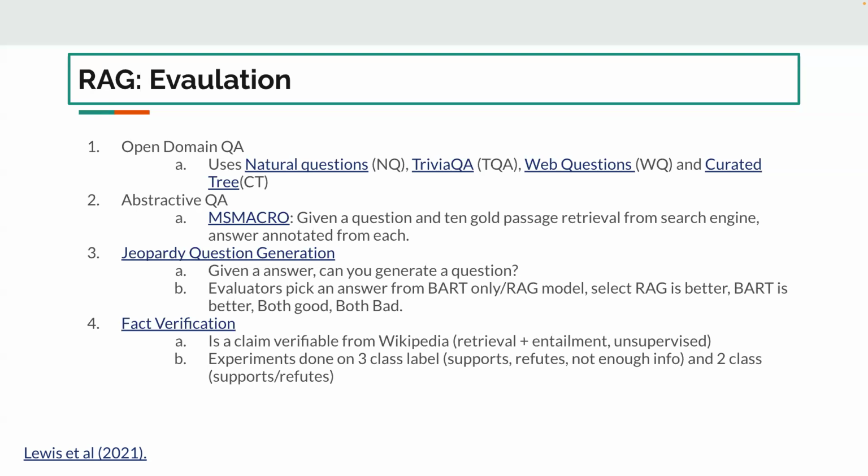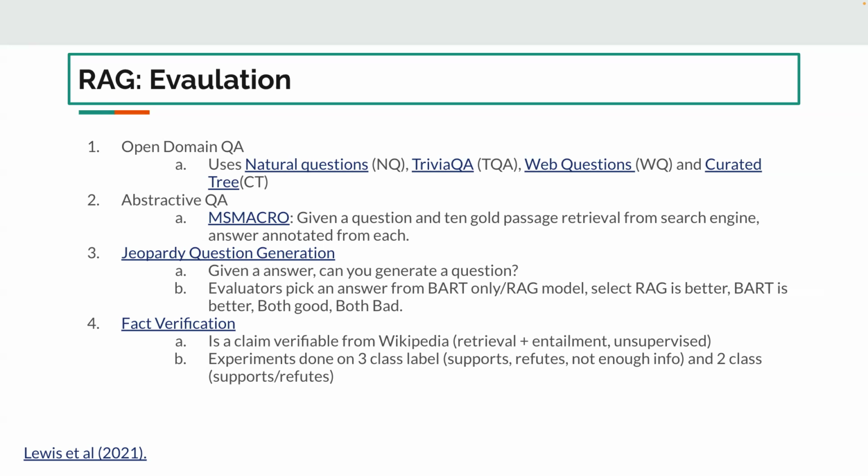Third one is interesting. It's called Jeopardy question generation, and it gives you an answer, and you're supposed to generate a question for it. So the input could be Indian cricket team, and then the question could be winners of the ICC Cricket World Cup or something like that. Right. So it's flipped in that way.